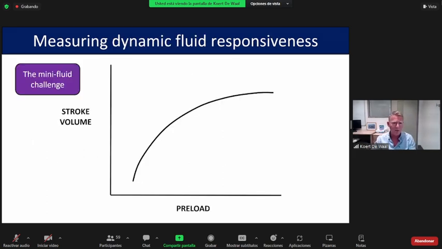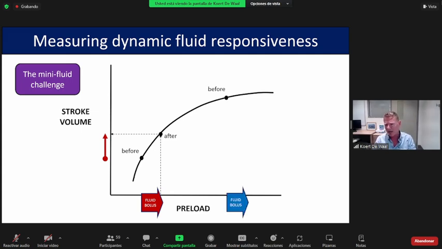And it looks like this. This is called the mini fluid challenge. Again, the Frank-Starling curve: preload on the x-axis, stroke volume on the y-axis. If you are on the left end of the curve and you give a fluid bolus there, you would expect a significant increase in stroke volume. However, if you are on the right end of the curve and you give the same fluid bolus over the same amount of time, you would expect a much lesser increase in stroke volume.